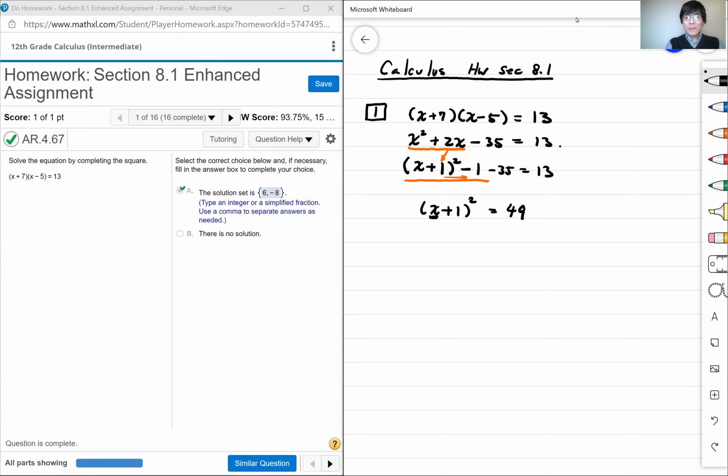Since x is only in one place here, we just eliminate the square and move the 1, and we can find x. The inverse of a square is a square root, so it's going to be plus minus square root of 49, which is plus minus 7. So x must be equal to negative 1 plus minus 7. So x is either negative 8 or positive 6. Okay.